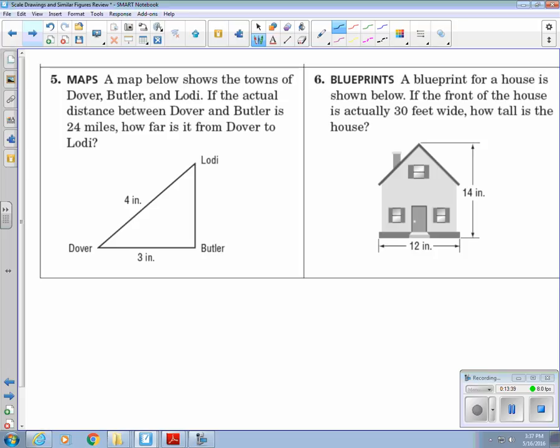Let's just take a look at number 6. That'll be our last example of this. A blueprint for a house is shown below. If the front of the house is actually 30 feet wide, how tall is the house? So this is the blueprint.